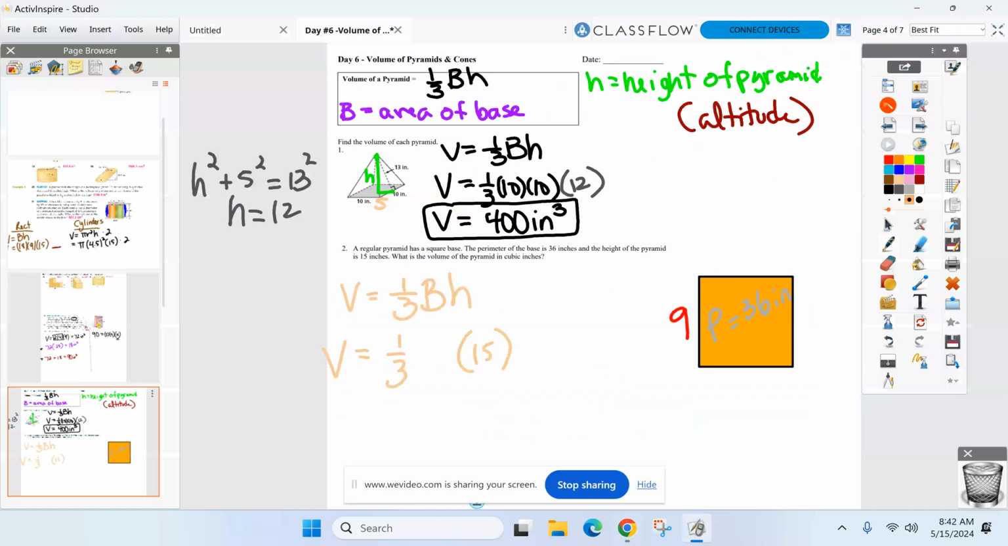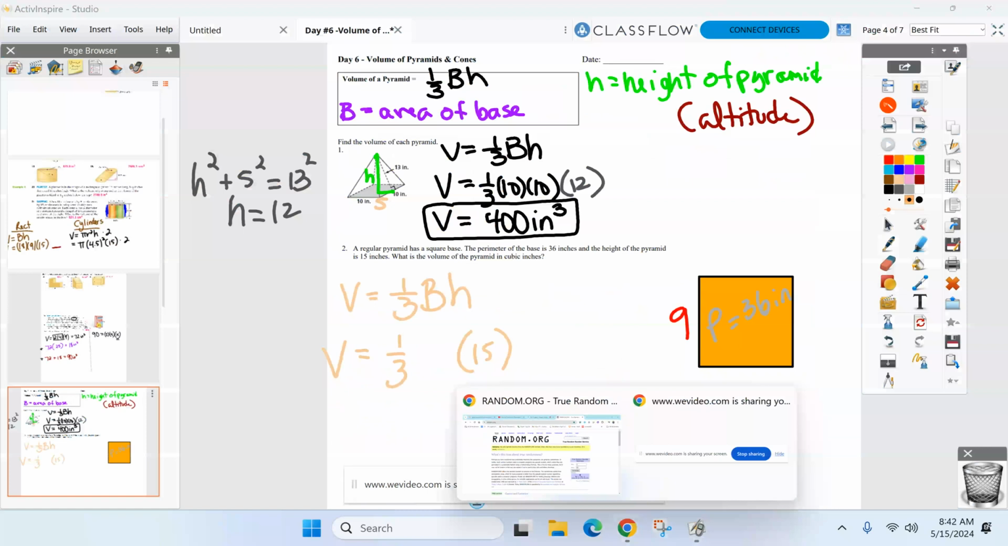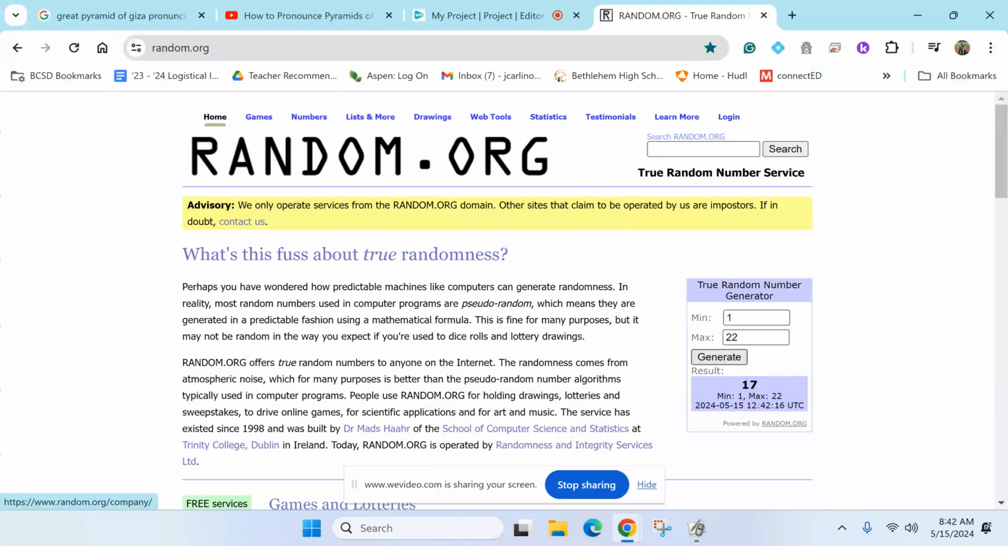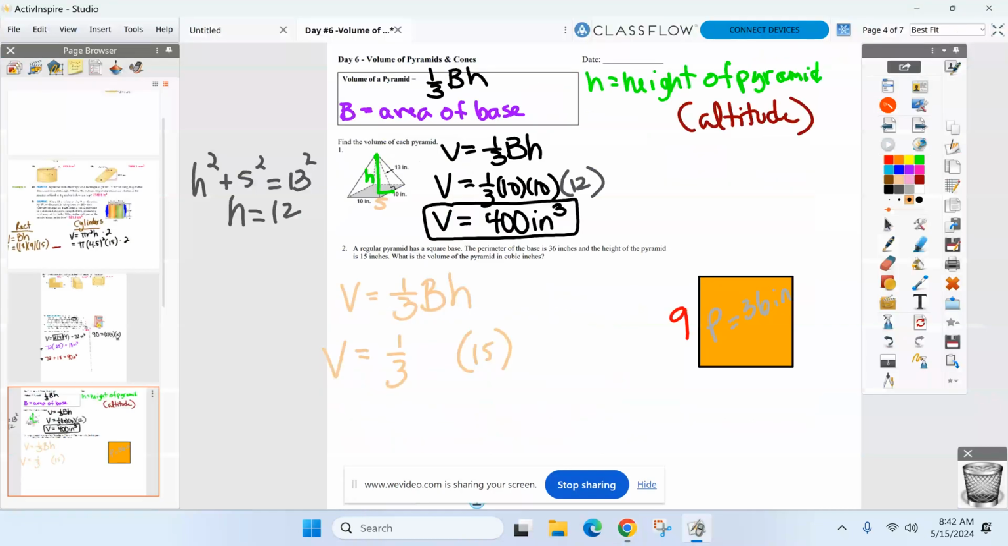What's the area now? It's a square, length times width. What's the area now so I can plug it in for capital B? What's my area? Oh, boy. Nope. It's going to be fun today, kids. Test, relax. 81. Good job. 81. Everyone all right? 9 times 9?